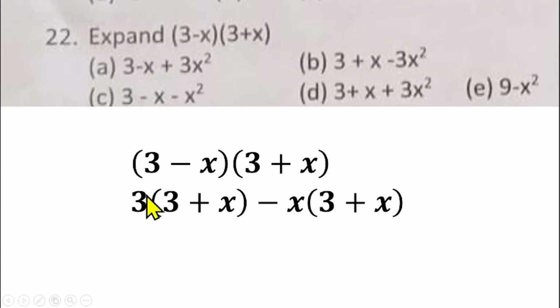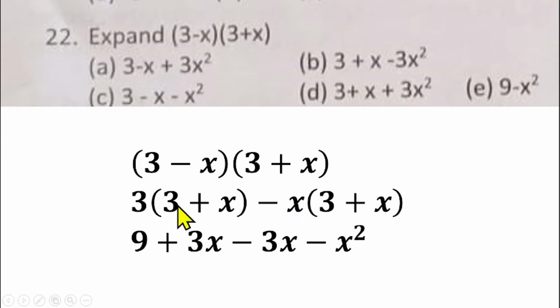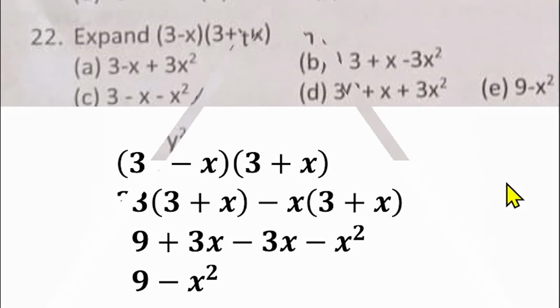So if you expand this, 3 times 3 gives us 9, 3 times x will give us plus 3x, minus x times 3 gives us minus 3x, minus x times x will give us minus x squared. Collect like terms, you have a 9. 3x minus 3x gives us 0. So then minus x squared. So this is a difference of two squares for those that understand. So that means option E is the right answer for question number 22.